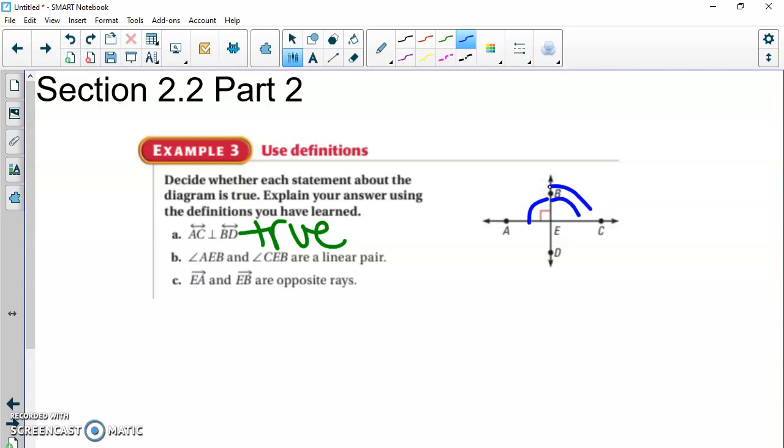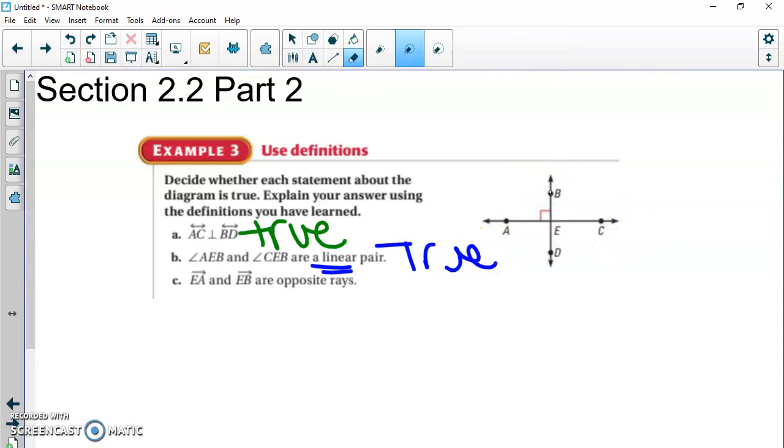They are a linear pair. A linear pair means they create a line. And since AC is the line and AEB and BEC, or CEB, depending on how they wrote it, create this line right here, we are allowed to assume that they are a linear pair. So that is also true.